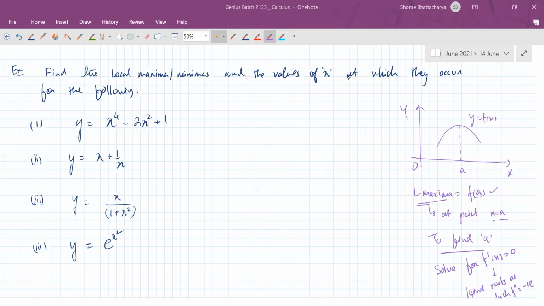Yes, Vedant, correct answer, but there's one more point of minima. Okay, there are 2 points of minima and 1 point of maxima for the first one. Same for you, Saina. Your values are correct, but there is one more point. So you'll see there's a total of 3 critical points. Yes, Ojal, very good. That's correct.